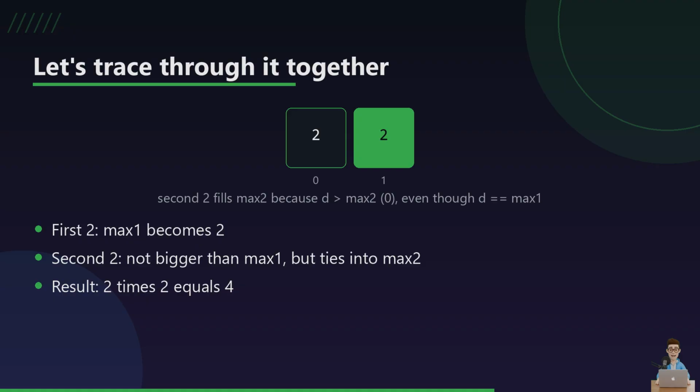Now max1 is 2 and max2 is 2, so we multiply them. 2 times 2 equals 4. That's why repeated digits still work correctly with this method. A really satisfying detail once you see it.